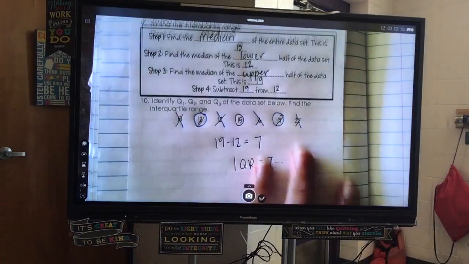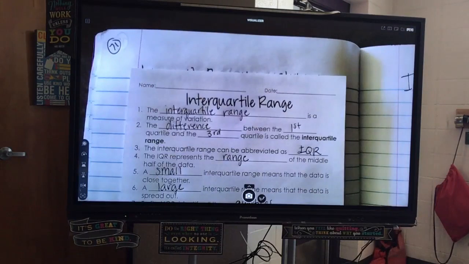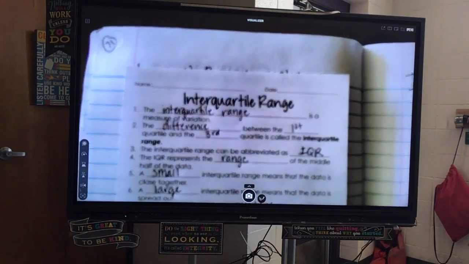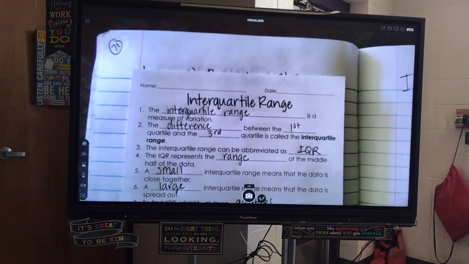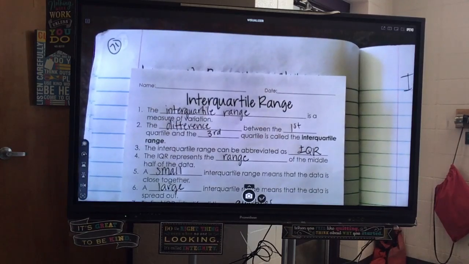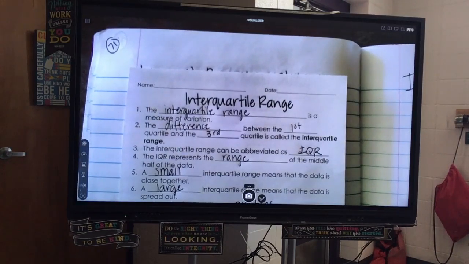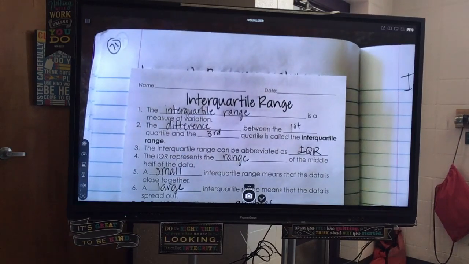Alright, so go ahead and glue this into your notebook on this page. I'm going to come around with these more practice problems. At this point, I would personally get out another color because when you're finding your median and then your Q1 and your Q3, it does make it a little bit easier to see what you're crossing off, what you're circling, all of that.